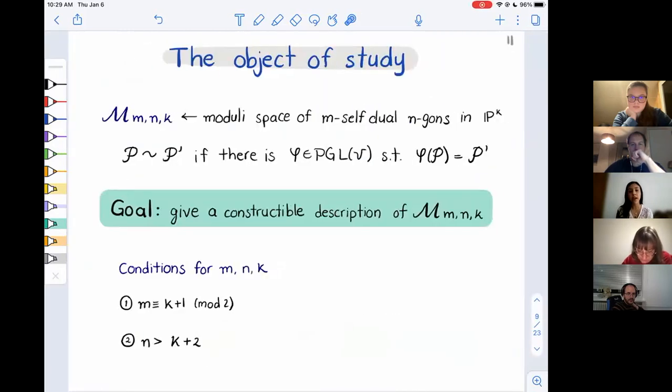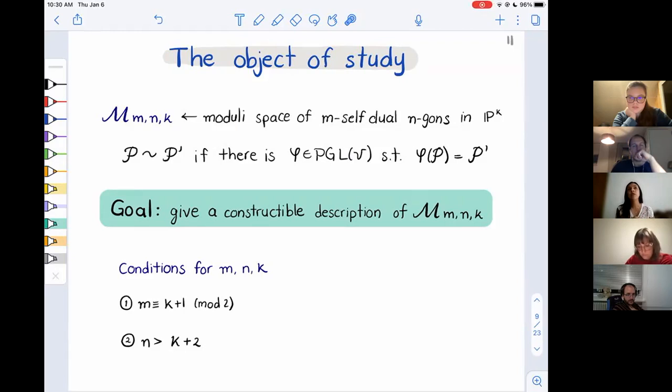So what I want to do is study the moduli space of M self-dual n-gons in projective k-dimensional space. Here you have 3 parameters: M, the parameter on the shift of the vertices that somehow controls how regular your polygon is; then naturally n, the number of vertices; and finally k, the dimension of your space. We're going to say that 2 polygons are equivalent if there is a projective transformation that sends vertex A1 to vertex A1 prime, and so on, respecting the order. The goal would be to give a constructive description of this space.